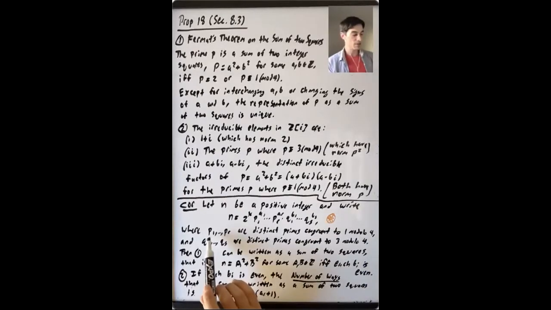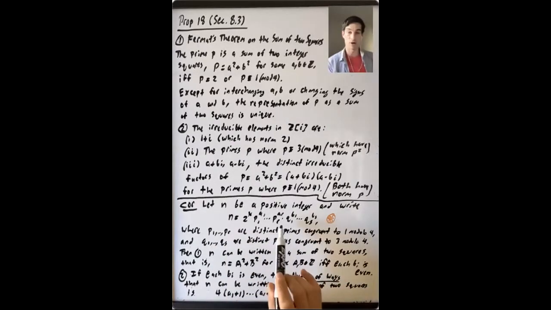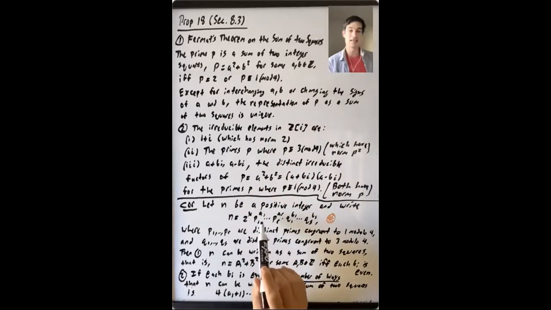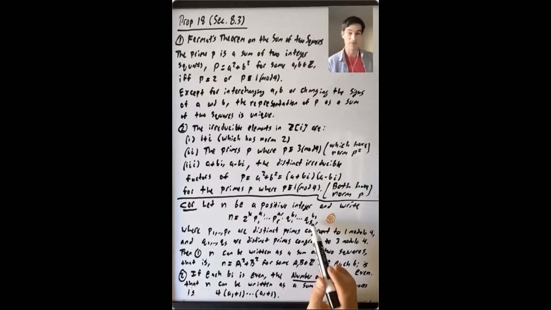where these primes p1 up through pr are going to be distinct primes congruent to 1 mod 4, and q1 up through qs are distinct primes congruent to 3 mod 4. So given what the statement here looks like, it makes sense that we would separate out the prime factors congruent to 1 mod 4 and the prime factors congruent to 3 mod 4.